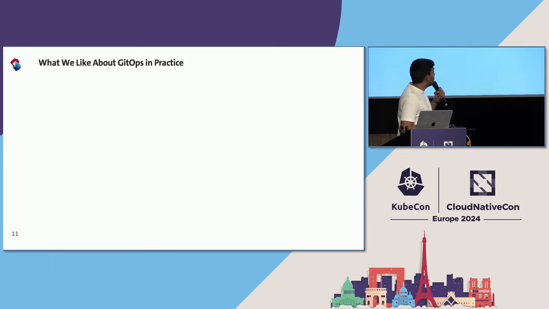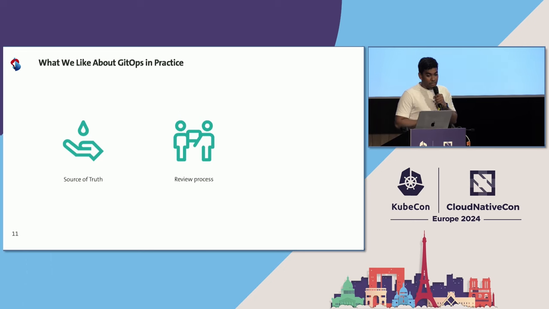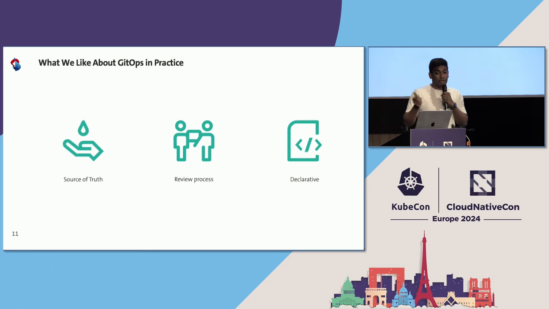Having said that, we would also like to keep some of the good stuff that we found from the GitOps implementation we had: the source of truth, the review process that we've implemented, and also the declarative aspects.